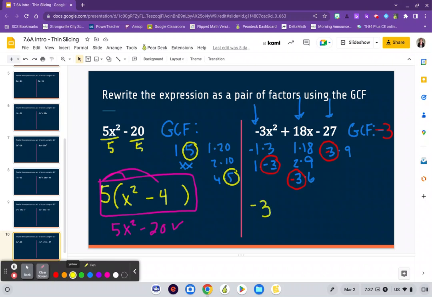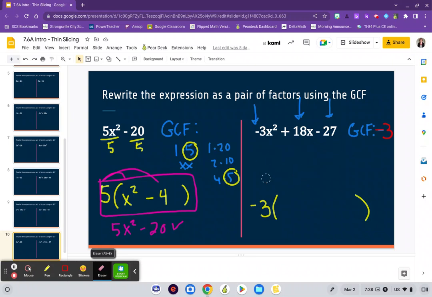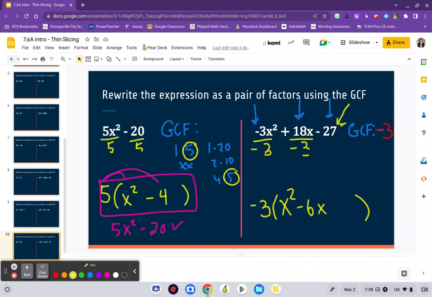Okay, so -3 times, I'm going to make my parentheses bigger because I have 3 terms here now, all right? And I'm going to erase what we have here so I can do my division. Okay. So I'm going to divide by -3. Notice x is not part of my GCF because there's no x on the 27. Okay, so there's no x in the GCF because that third term does not have a variable. All right, so -3 divided by -3 leaves me with a positive x squared. -18 divided by -3 is a -6x. And if I divide this by -3, I get a positive 9.